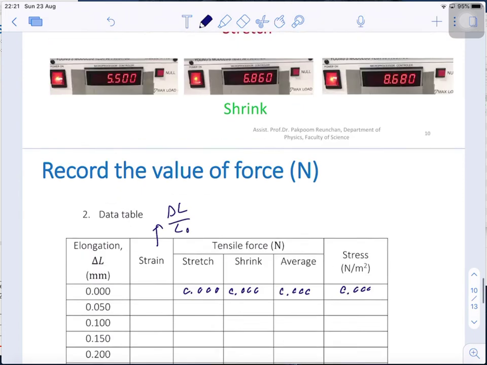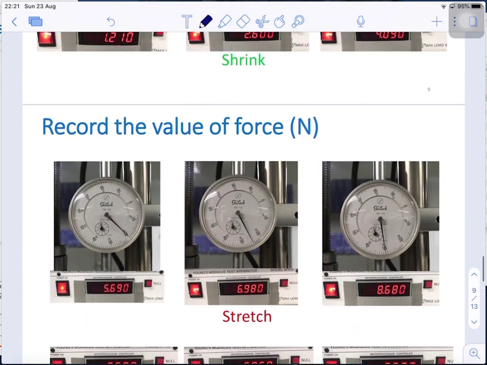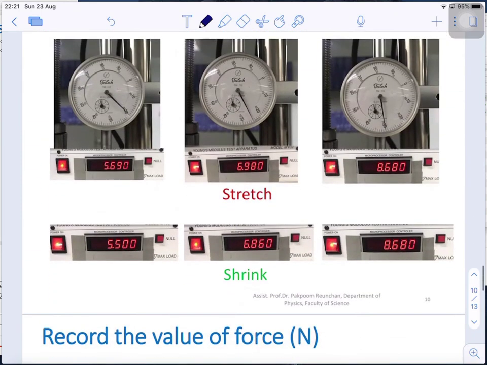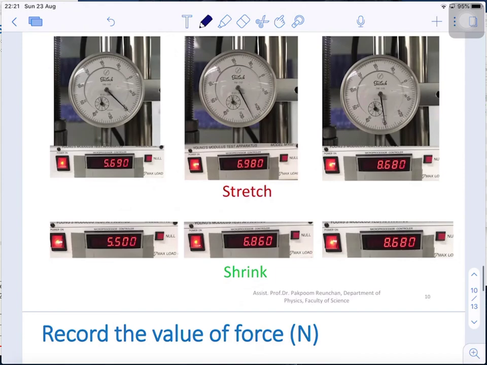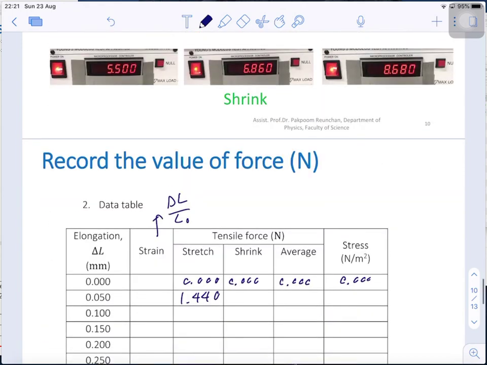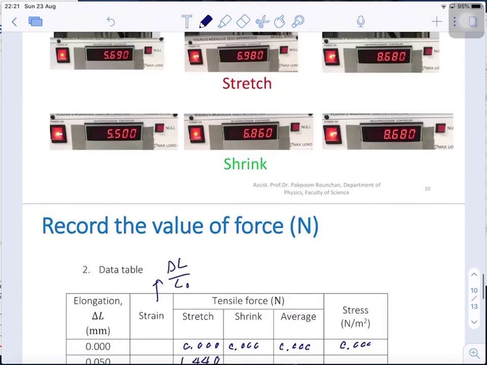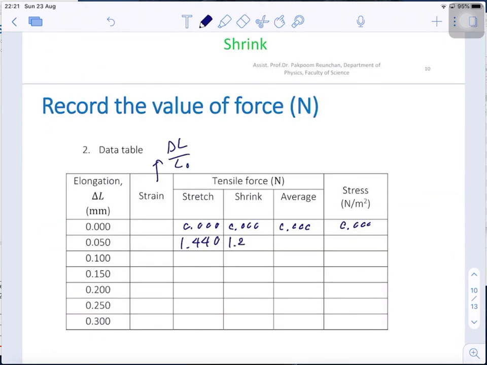But for the 0.05, you can record it as 1.440. Okay, this is 1.440. And then for shrink it is 1.210, right? And then you can calculate the average value. Okay, the average value.